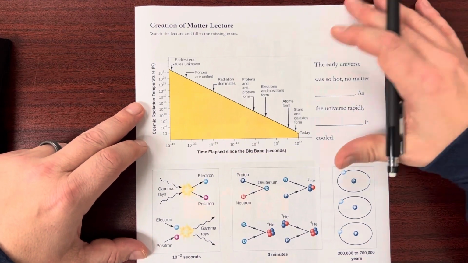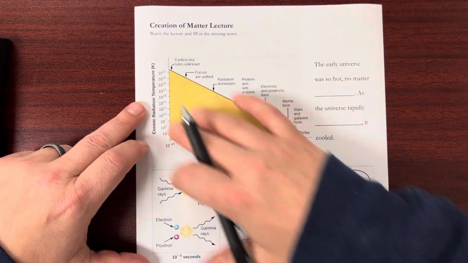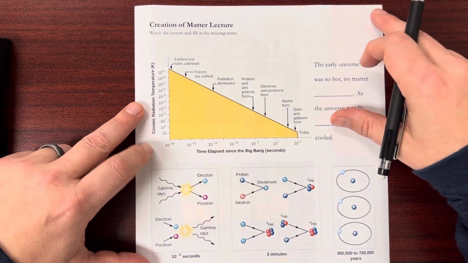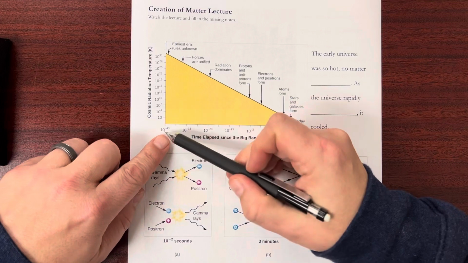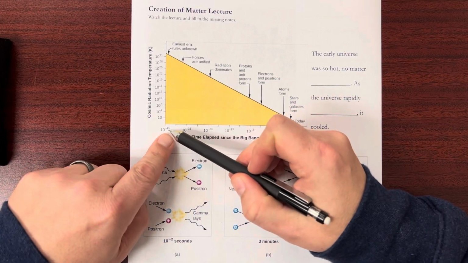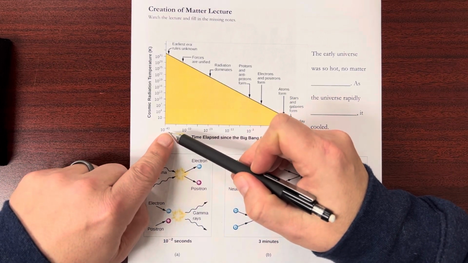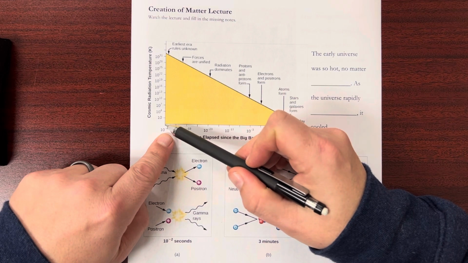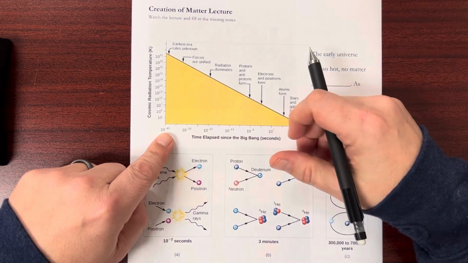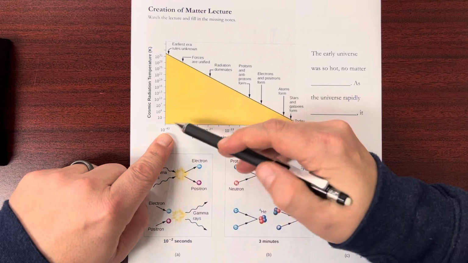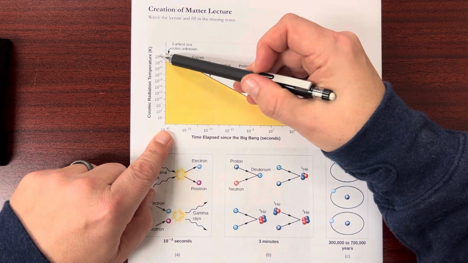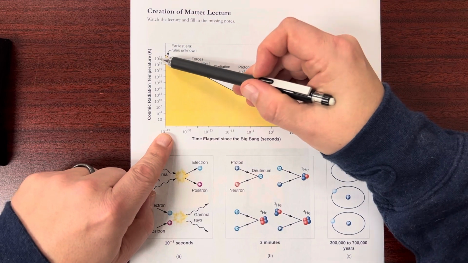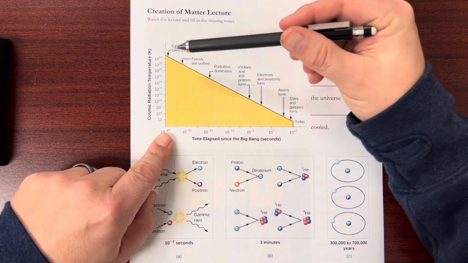evidence presented so far. So what I have here is a graph, and it shows the elapsed time of the Big Bang in seconds. So this is 10 to the negative 43 seconds after the Big Bang, just fractions of a second after the Big Bang, and then the temperature. And you can see the temperature was extremely high, 10 to the 31. That's 1 with 31 zeros after it.